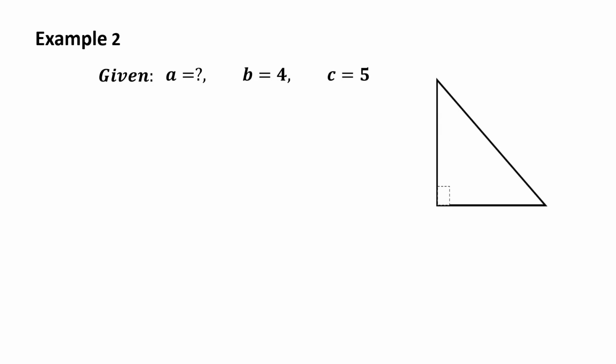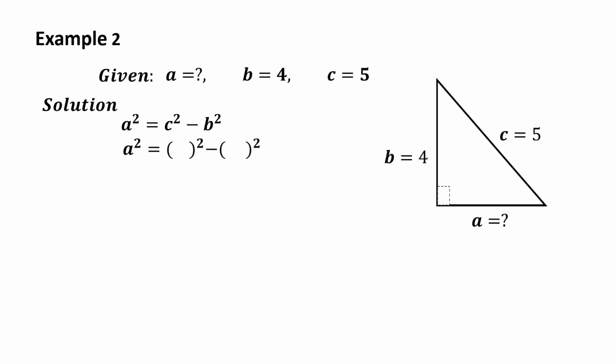For the shorter leg, the value of a is unknown. For the second to the shorter leg, b is equal to 4. For the hypotenuse, which is c, is equal to 5. Now, what is the value of a? By applying the formula of a, we will find the value of the base or the shorter leg. Solution. The formula is a square is equal to c square minus b square.